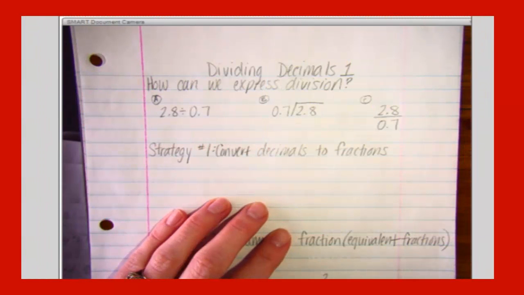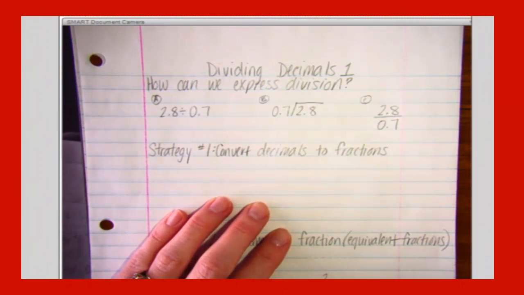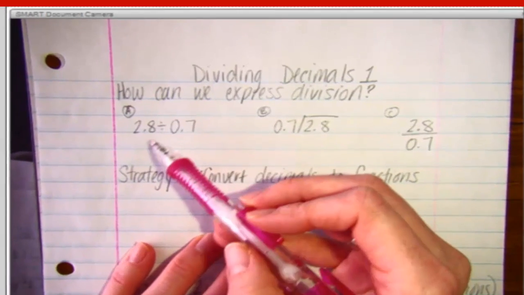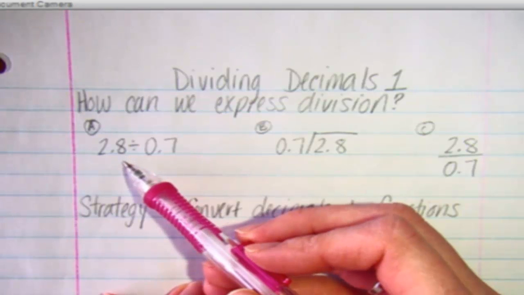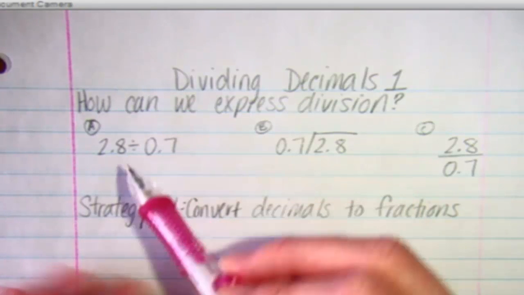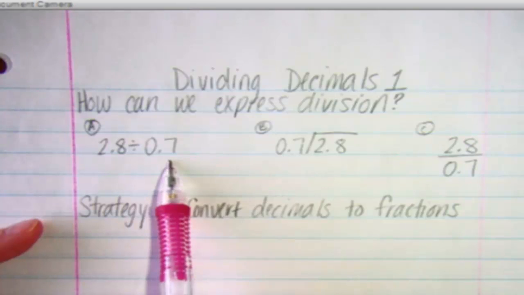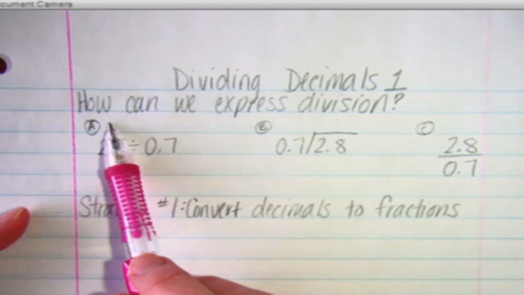Okay, today we're going to talk about how to divide decimals, particularly how to divide decimals when they have the same number of digits after the decimal place or the same place value. So today we're working with tenths divided by tenths. First, let's review how we can express division.